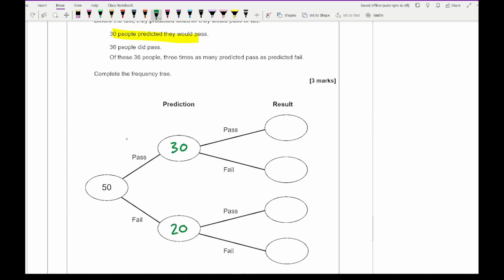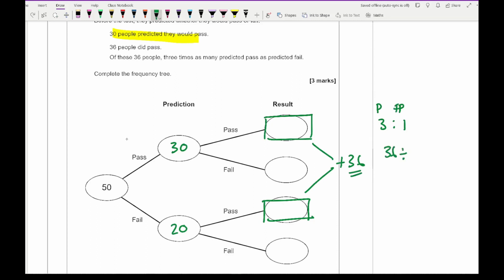Now we then need to work out, well, 36 people did pass, so this number here plus this number here needs to add up to 36. Now of these 36, it says 3 times as many predicted pass as predicted fail. So here what we've got is a ratio of 3 to 1, pass to fail, and we've got 36 to share. So if I do 36 divided by 4, that gives me 9, and then I multiply this by 3 and this by 1, in which I get 27 and 9.